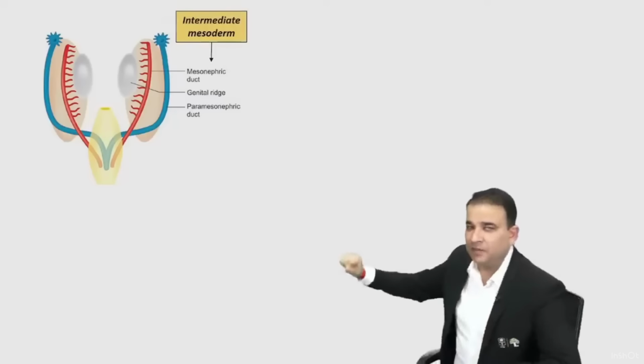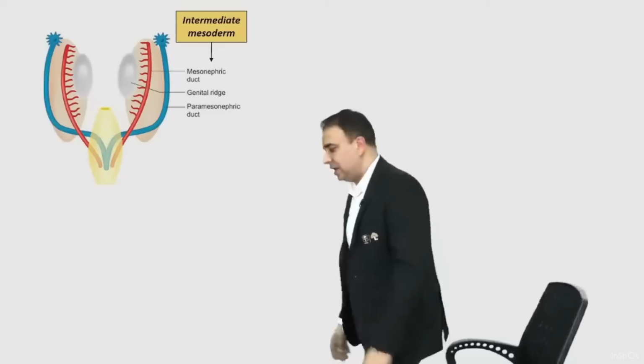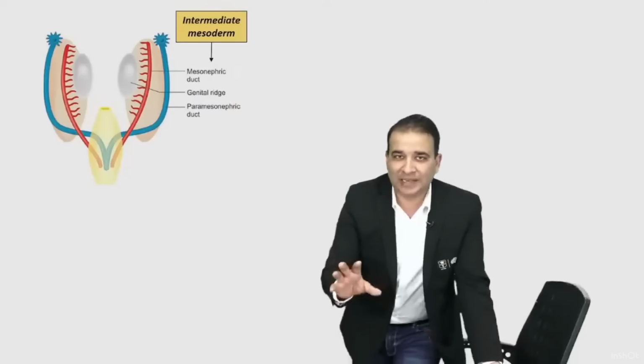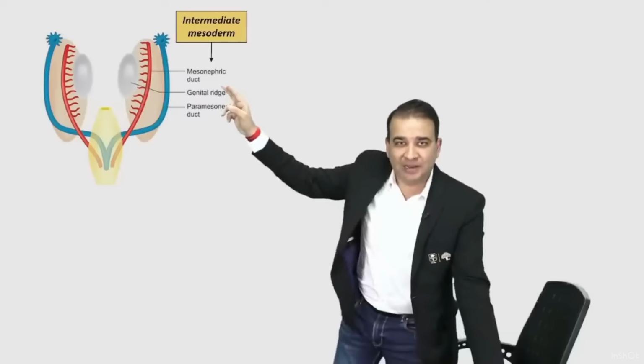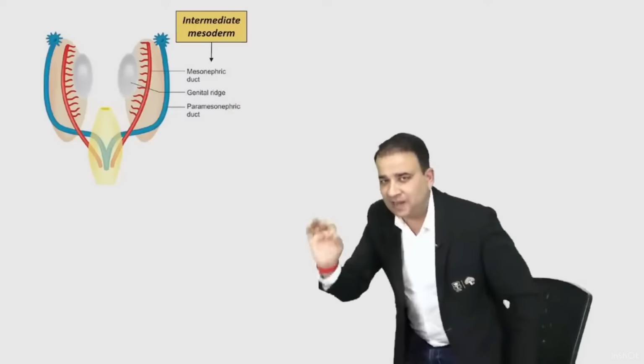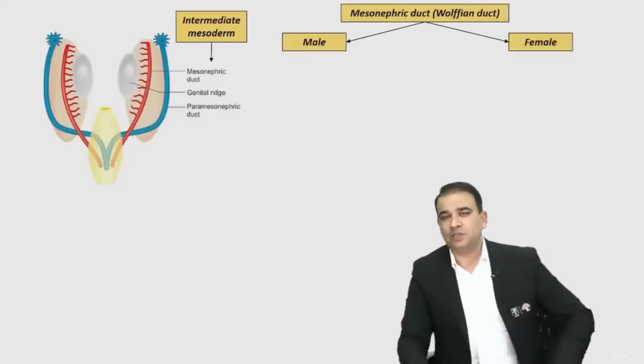We already said it will give rise to the mesonephric duct, it will give rise to the genital ridge and paramesonephric duct. Now guys, the genital ridge will give rise to the gonads. Testis and ovary will develop from the genital ridge, and the mesonephric duct and paramesonephric duct we need to discuss here. So first the genital ridge. Genital ridge will give rise to gonads. Now first the mesonephric duct, which is also called a Wolffian duct.